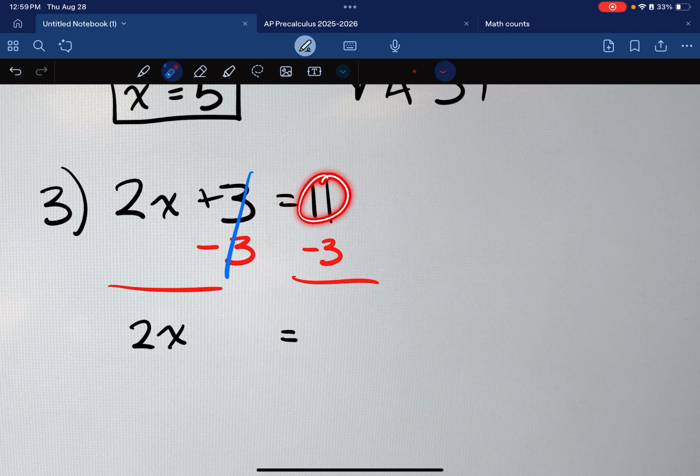And then I have to figure out what is 11 minus 3. 11 minus 3 is 8. All right, and then we do the next step.